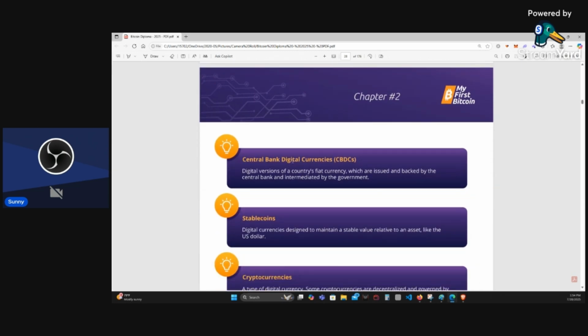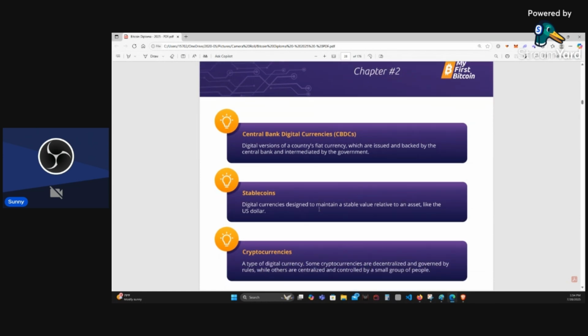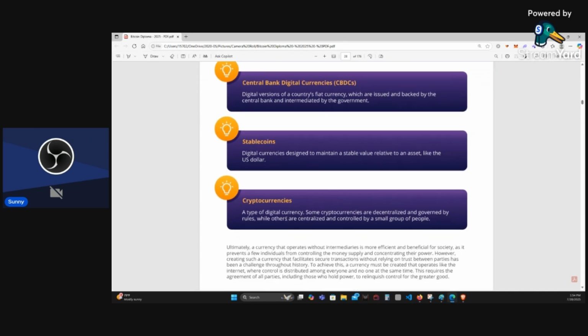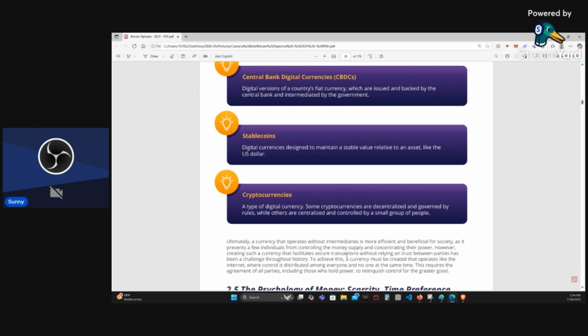So we have central bank digital currencies, CBDCs, digital versions of countries' fiat currencies, which are issued and backed by the central bank and intermediated by the government. Stablecoins, digital currencies designed to maintain a stable value relative to an asset like the US dollar. Cryptocurrencies, a type of digital currency. Some cryptocurrencies are decentralized and governed by rules, while others are centralized and controlled by a small group of people.